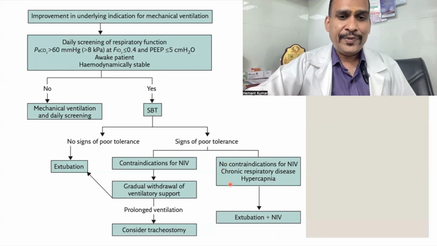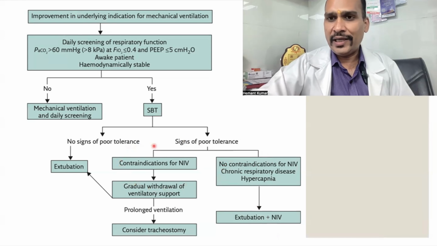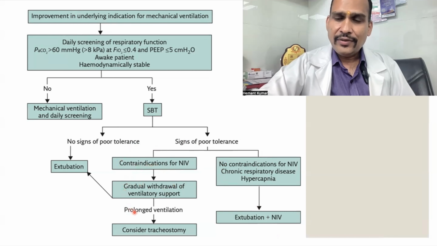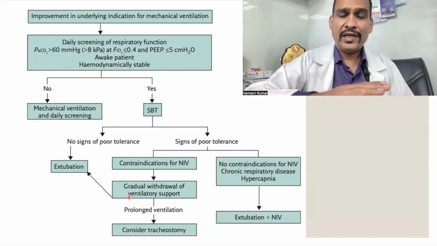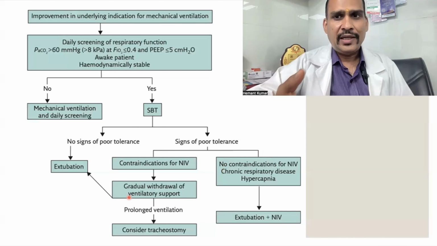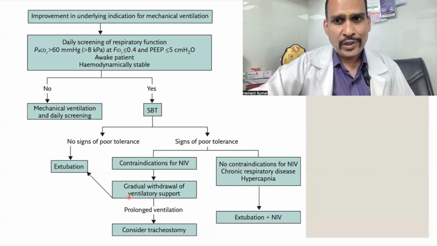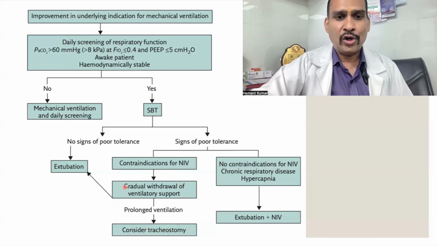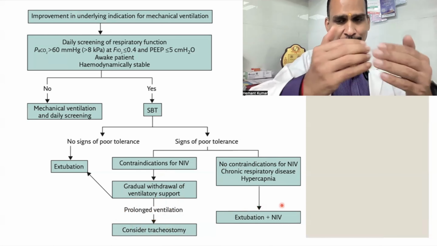If the patient has a contraindication for NIV, then we should not apply NIV and we have to give another spontaneous breathing trial and we can extubate after that. If we are not able to extubate the patient after prolonged weaning, then we can consider tracheostomy. So this is the protocol.